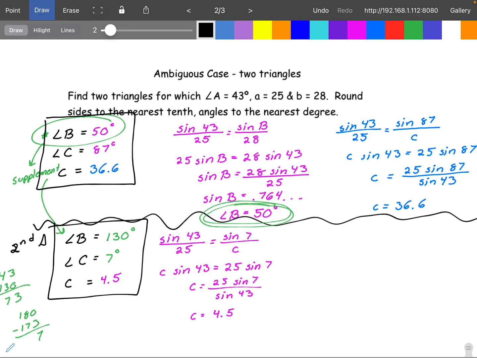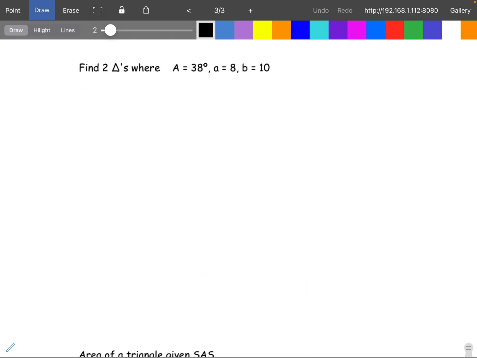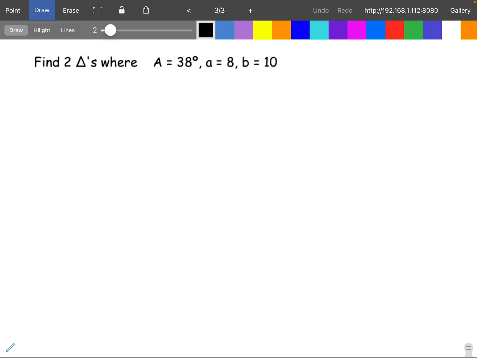Alrighty, so that is a case where we have two triangles possible given the same set of information. Now I want to do one more of those with you because I know that one's a little bit iffy. So we're going to take a look at a second one and try to cement everything. We're going to find two triangles where angle A is 38 degrees, side a is 8, and little b is 10. So we're going to start with our first triangle.